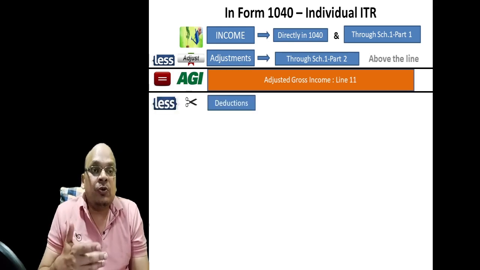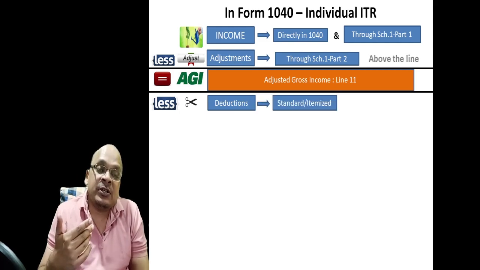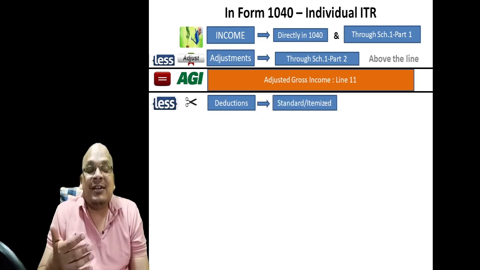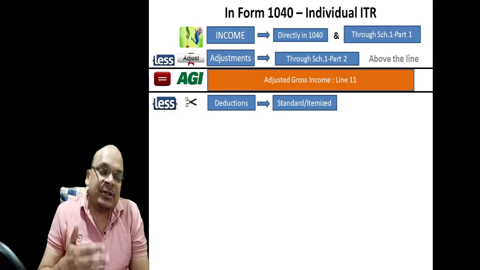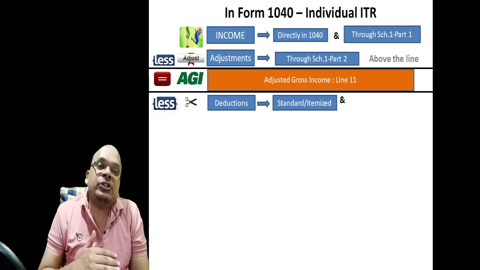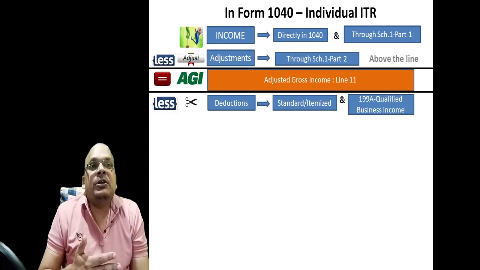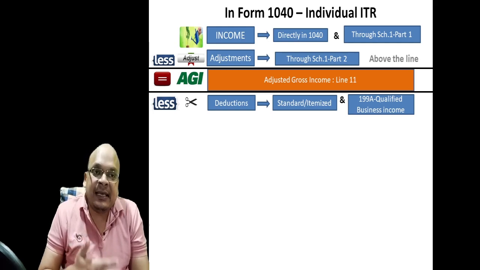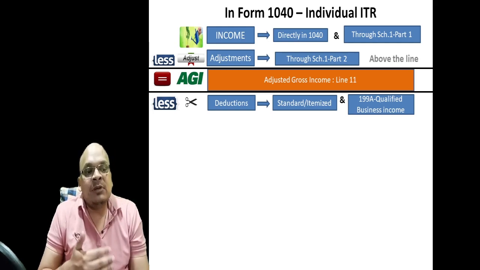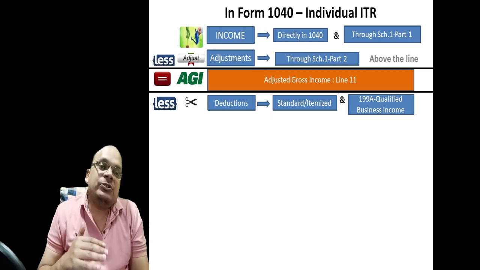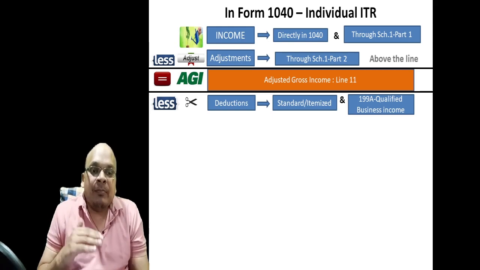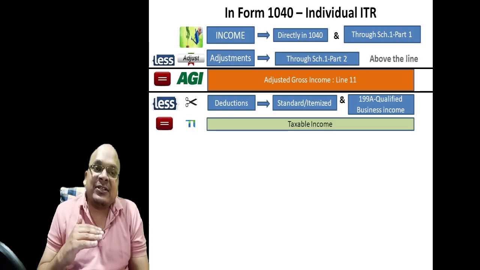After this adjusted gross income, you apply certain other deductions. These deductions are of two types. At first, you have to make a beneficial choice between standard deduction and the itemized deduction. And then if you fulfill the condition of QBI, you get an additional deduction under section 199A, called the qualified business income deduction, right? These deductions are known as below the line deductions. After the deductions, what you get is the taxable income.